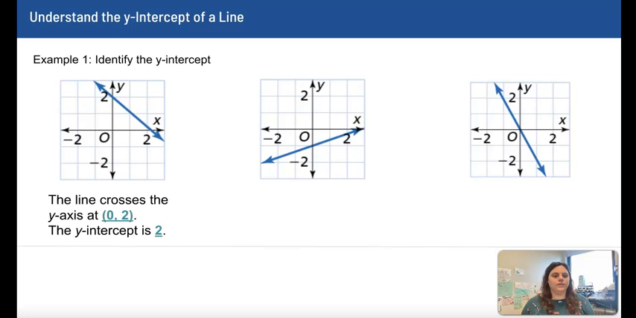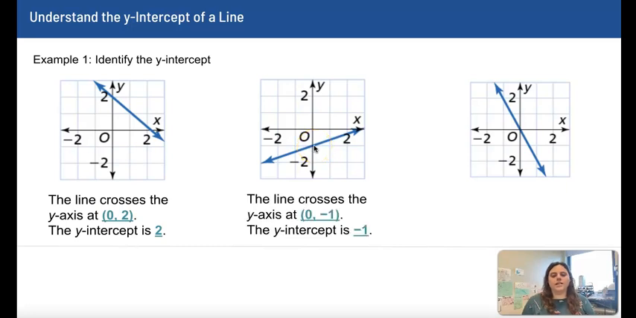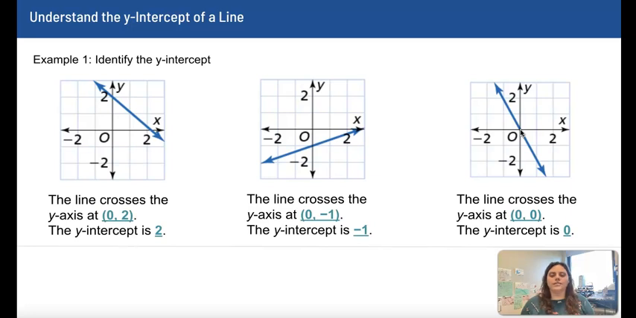In this first graph, the line crosses the y-axis at (0, 2). That's this point here. So the y-intercept is 2. On the second graph, we see that our point is down 1, so it is crossing at (0, -1). The y-intercept is -1. And in the third graph, we are crossing right through what we call the origin, or (0, 0). So the line crosses the y-axis at (0, 0), and the y-intercept is 0. Notice that in each of these points, the x value is 0. It's always (0, the y-intercept).